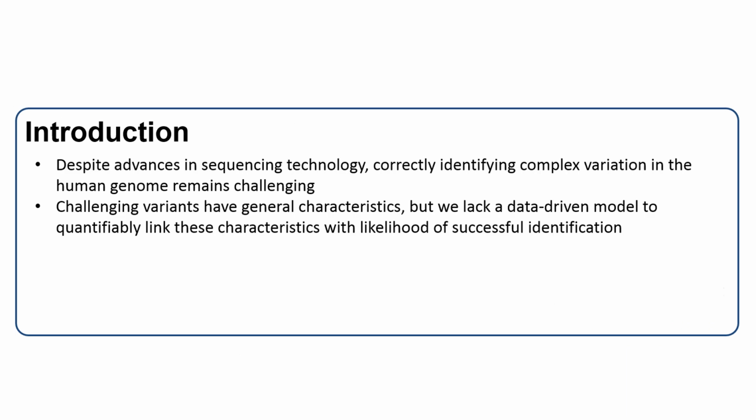Human genome sequencing has advanced significantly. However, identifying complex variants remains challenging. While we have a general idea of why these complex variants are challenging, for example, variants in repetitive regions, the field could benefit from having data-driven models to predict where in the genome a variant will be difficult to call.